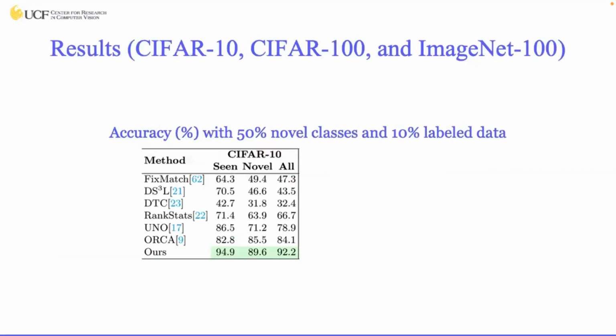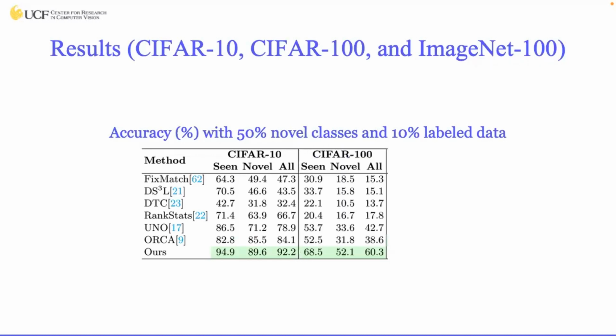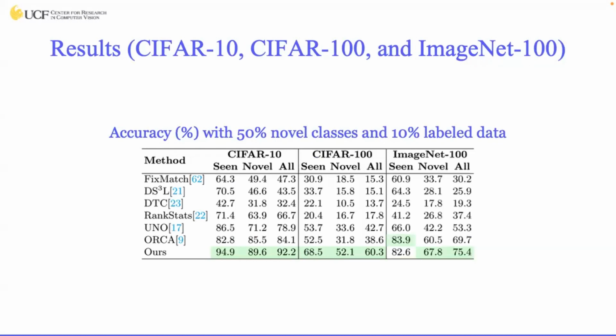So here are some results on CIFAR 10, CIFAR 100, and ImageNet 100 datasets. The experimental setup is similar to the previous work. The only change in here is that we are using only 10% of the data as labeled. We see that on the CIFAR 10 dataset, our method outperforms the previous best, ORCA, by around 8%. We see almost 17 to 18% improvement on the CIFAR 100 dataset. Even on the challenging ImageNet dataset, we see more than 5% improvement.